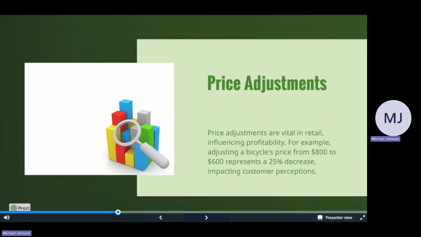Price adjustments are vital in retail, influencing profitability. For example, adjusting a bicycle's price from $800 to $600 represents a 25% decrease, impacting consumer perception. So you do 600 minus 800, and then divide that by 800, you get 25% decrease.